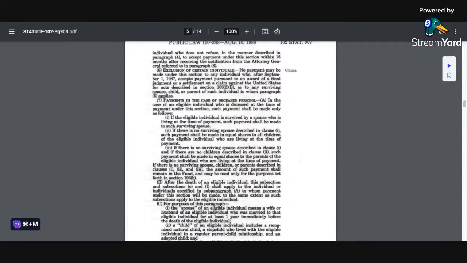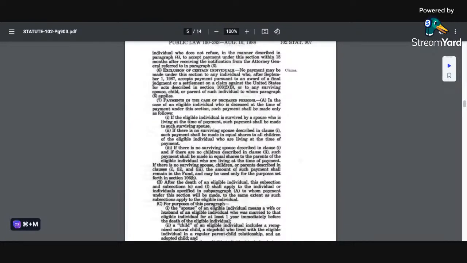6. Exclusion of certain individuals. Now, this is another time where they mention eligibility, but this is in the context of people who they're not going to deem eligible. So, exclusion of certain individuals. No payment may be made under this section to any individual who, after September 1st, 1987, accepts payment pursuant to an award of a final judgment or a settlement on a claim against the United States for acts described in Section 108(2)(b), or to any surviving spouse, child, or parent of such individual to whom paragraph 6 applies.